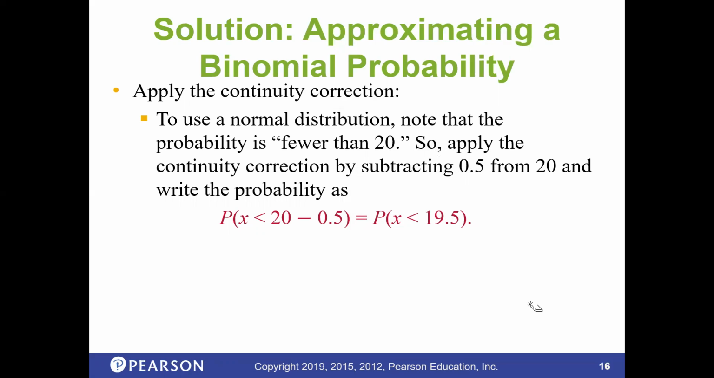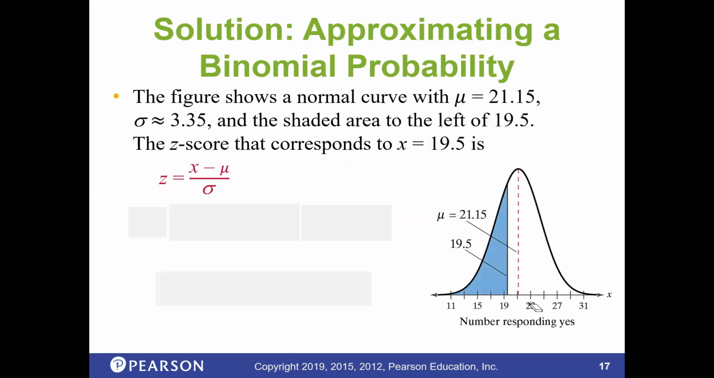Now, just like we normally do, we have a normal distribution. We convert to a z-score. We find the probability. That's it. We've been learning that in chapter 5 all along. So let's go with it here. Mu is 21.15, standard deviation 3.35, and the shape we want is to the left of 19.5. So find the z-score, go for it. Here's your formula. Tell me when you got it.